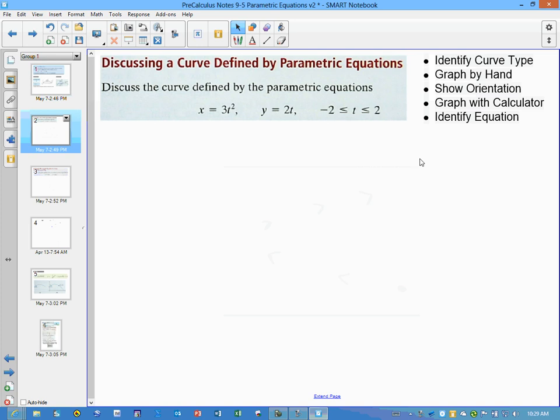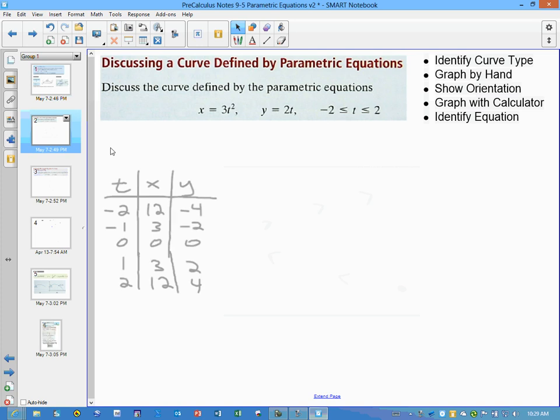And to do that, we're going to use a table of values. Instead of being just x and y, though, we're going to have t, x, and y, where t is the input, and then x is an output, y is an output. So since our interval goes from -2 to +2, it would make sense that we would want values of t that are -2, -1, 0, 1, and 2.